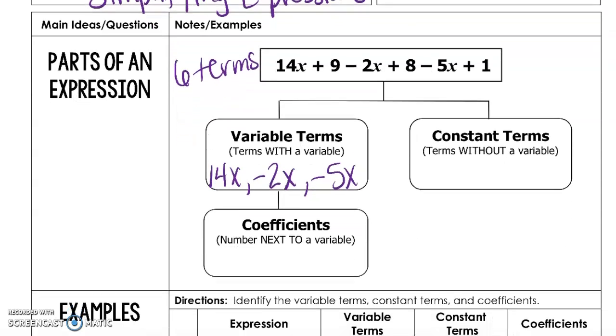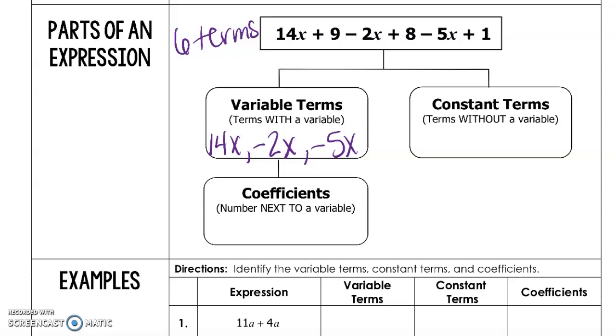The coefficients are just the numbers that are in front of the variable, the numbers that are being multiplied. So in our case, we would have 14, negative 2, and negative 5. So the terms include both the variables and the coefficients, the big numbers. Coefficients are just the numbers then without the variables.